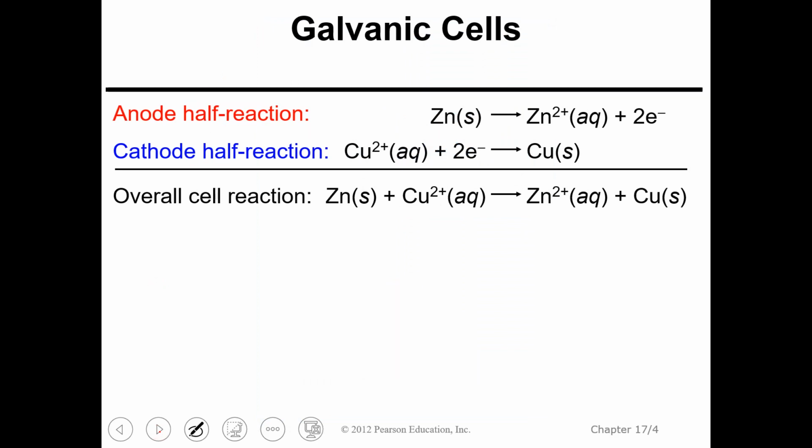So if we look at our reaction here, if we add these two reactions together, you'll notice we get zinc metal plus copper 2 positive in solution gives us zinc 2 positive in solution plus copper metal. So if you look at the half reactions, we have two electrons on the product side here, and we have 2 electrons on the reactant side of the other reaction. So those cancel each other out, and we're left with our overall cell reaction when we add these together. So the overall cell reaction should never contain electrons.